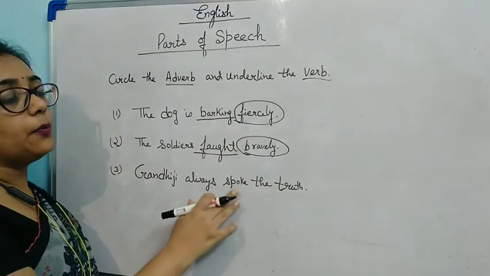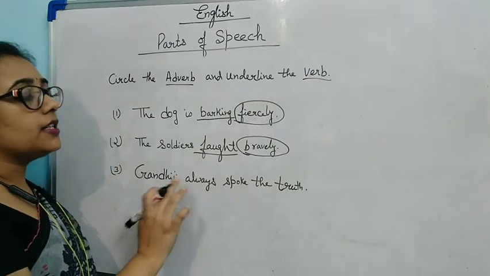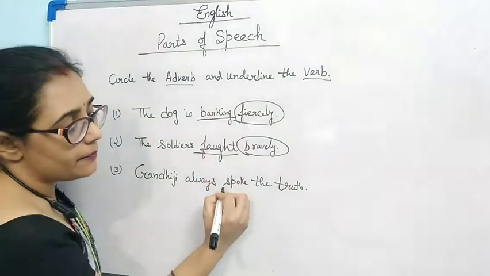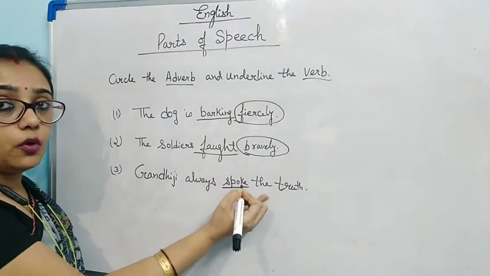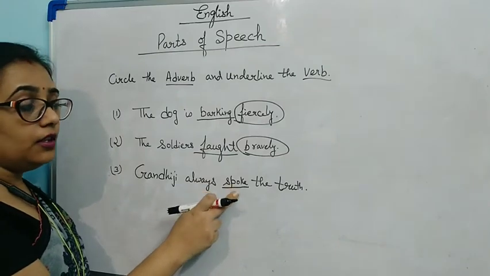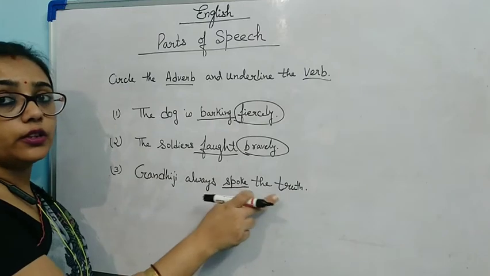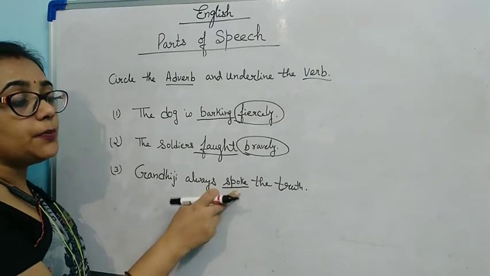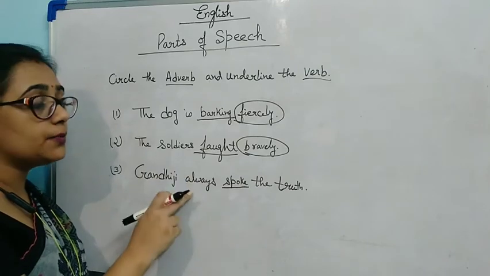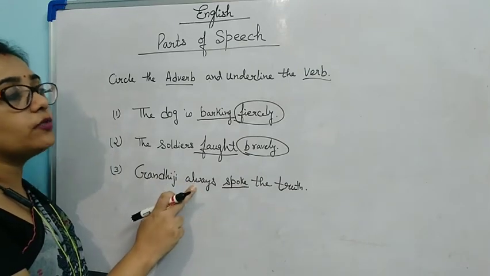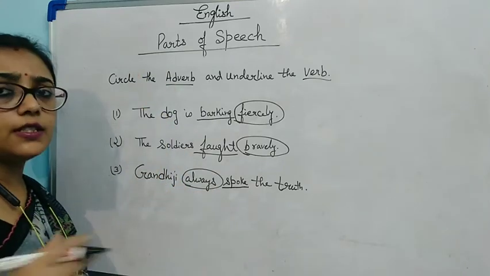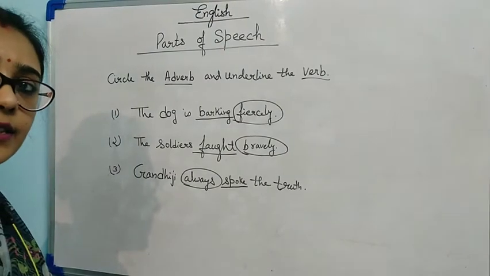Gandhiji always spoke the truth. Gandhiji always did what? Spoke. Spoke is the action here. The truth. Okay. Now, what will be the adverb for this? Spoke is modified by the word always. When he spoke, always. So, always will be the adverb here. Okay. So, this is the way we can do this exercise.